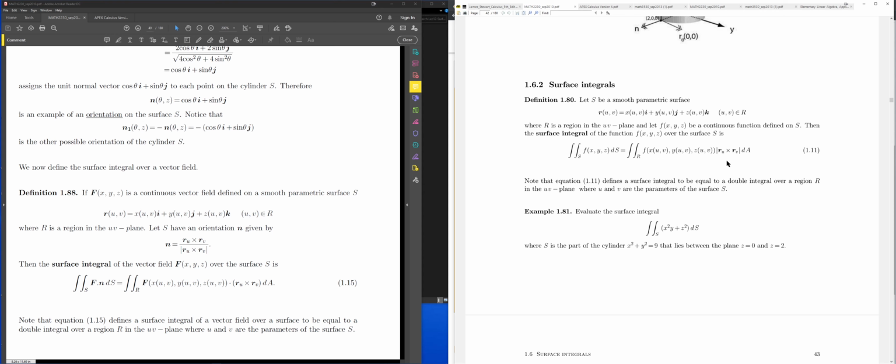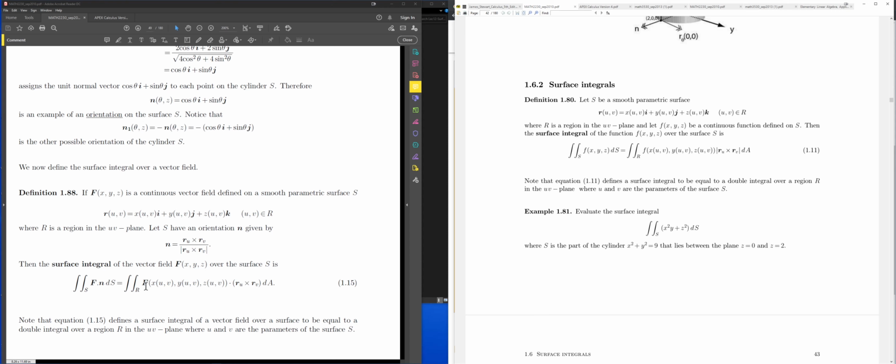Over here, what I did is I took the length of the r_u cross r_v. Over here, I'm not doing that. I'm keeping the r_u cross r_v as vectors. Now, when I work out what this is and I put in the component functions and so on, this big F on this side is giving me a vector field that's defined on my surface S, and this over here is also giving me a vector field.